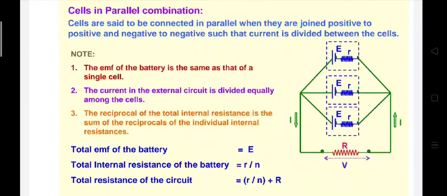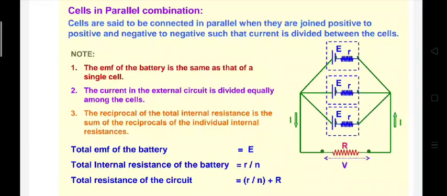Next we have cells in parallel combination. Cells are said to be connected in parallel when they are joined positive to positive and negative to negative, such that current is divided between the cells. So all the positive terminals of the cells are connected to one end and all the negative terminals are connected to one end. And between these positive and negative terminals we connect the load or external resistance R.